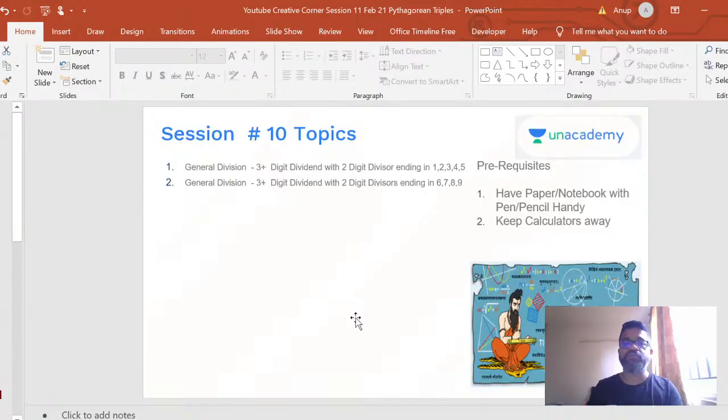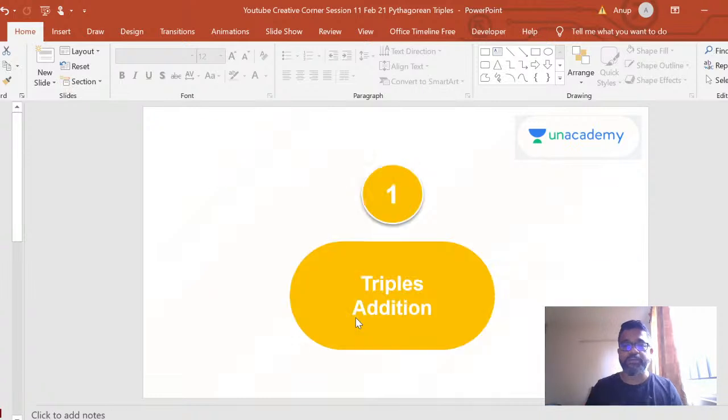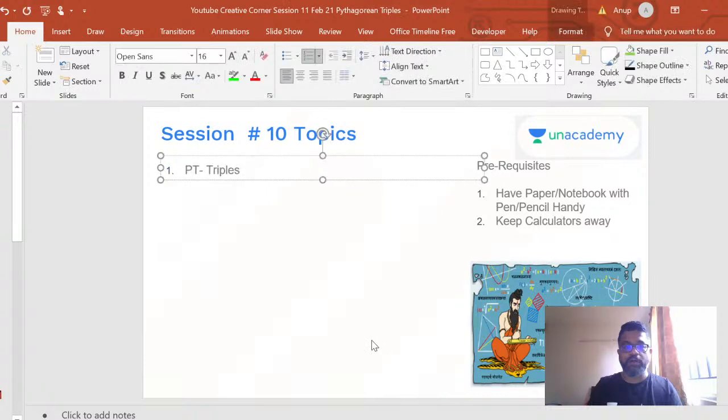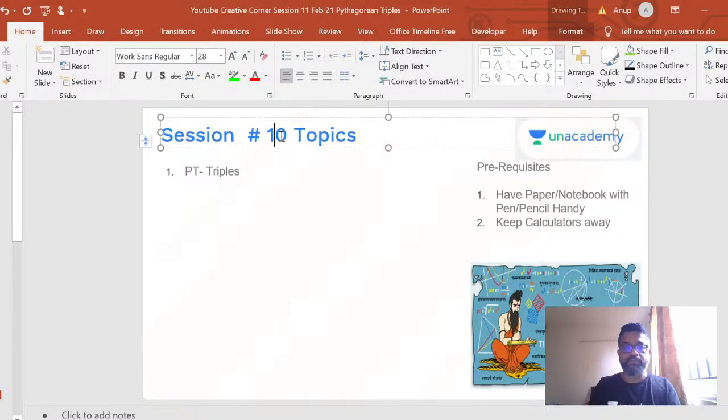Let me get to today's topic. Just a small correction here, I apologize. This is from the last session. So we're going to be talking about Pythagorean triples. Just keep the short form, triples. We will solve some problems, and then let me get to it.